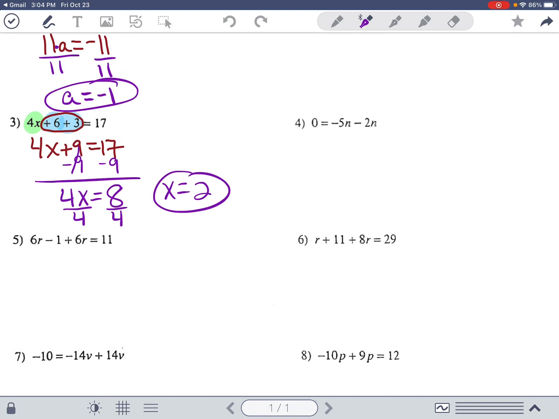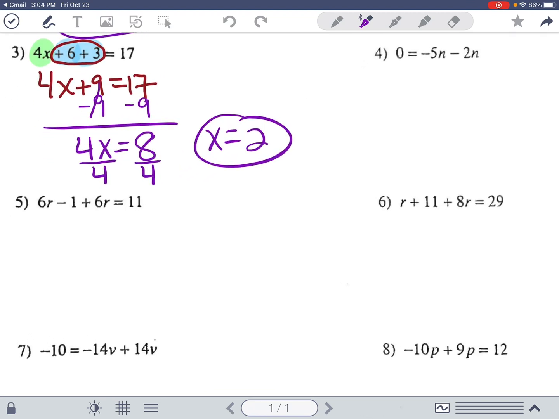Let's do number 5 together. We have 6r minus 1, can't put those together, but we have another plus 6r. So 6r plus 6r, take away 1 equals 11. So I'm going to combine these for 12r, take away 1 equals 11.